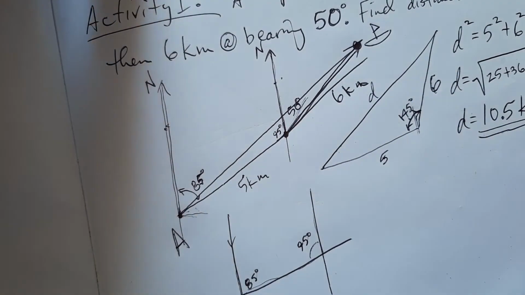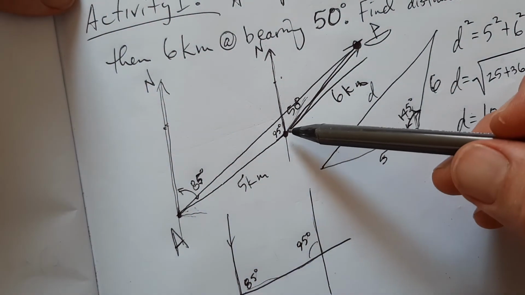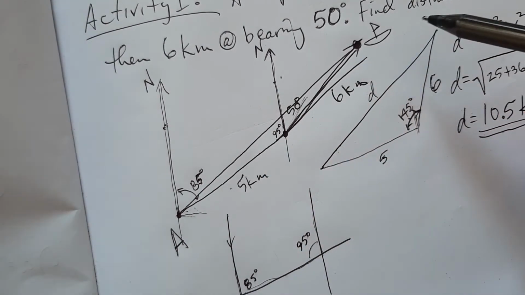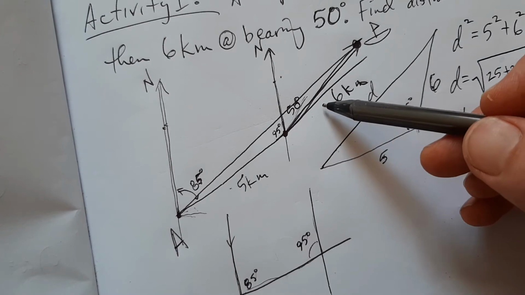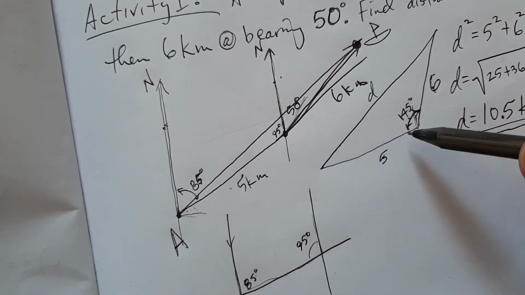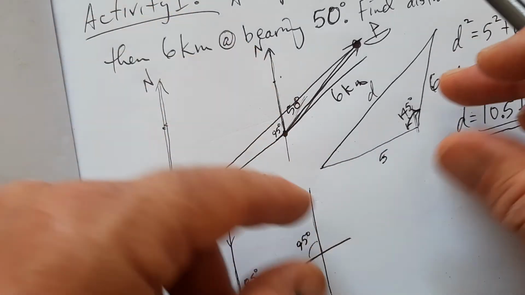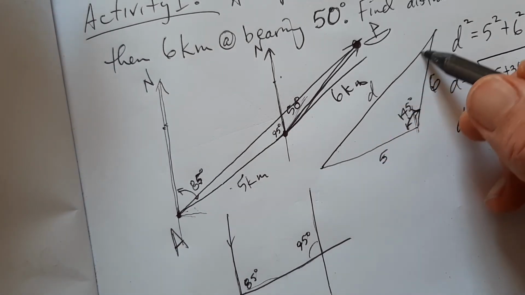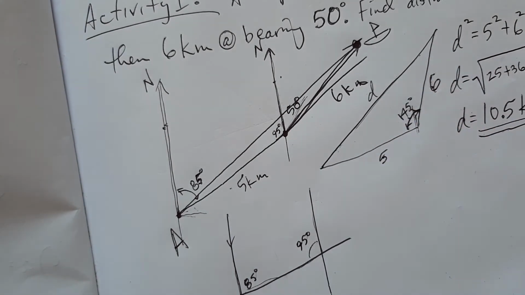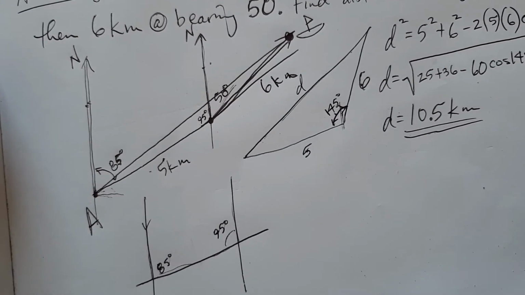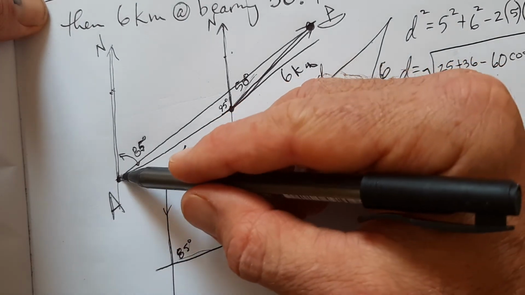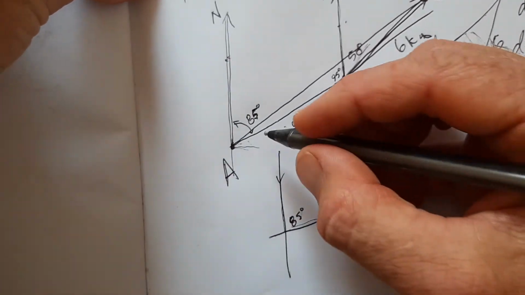Okay, let's see. Does that make sort of sense? To me, it does, because this is 5 and this is 6, so it can't be longer than 11. But this angle is 145, a really, really obtuse angle, so this distance will be quite close to 11.